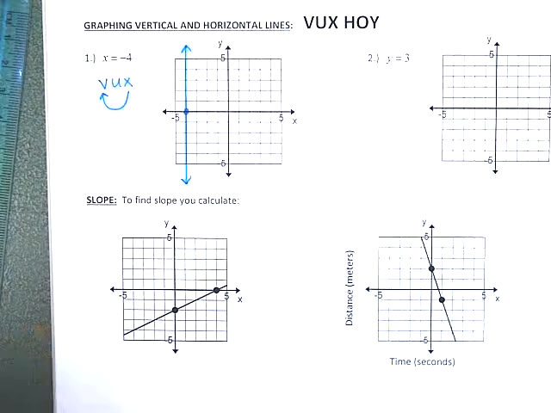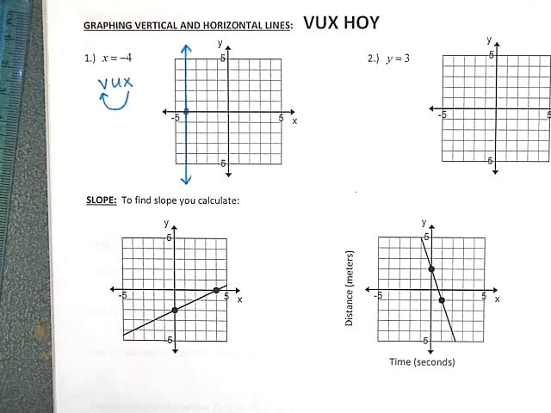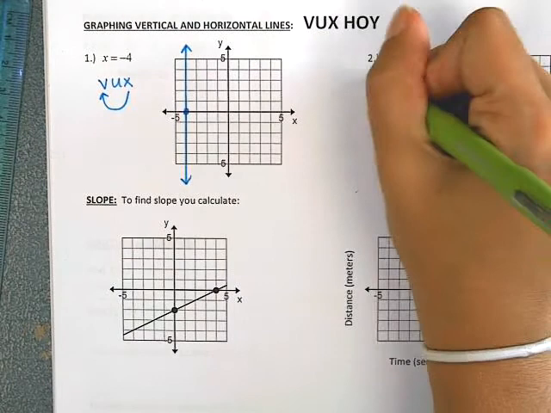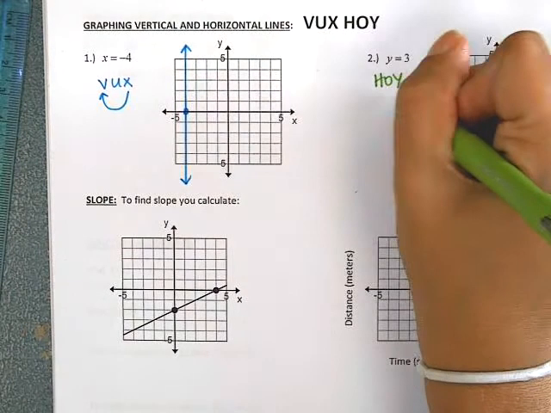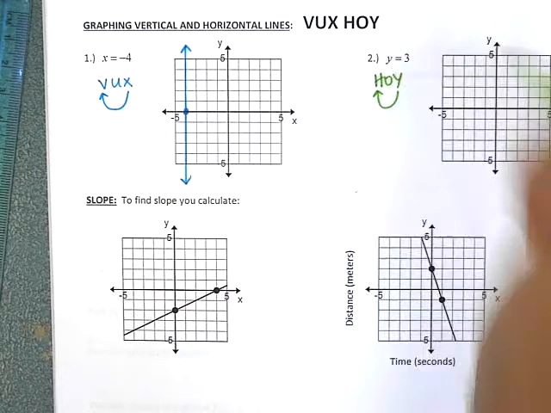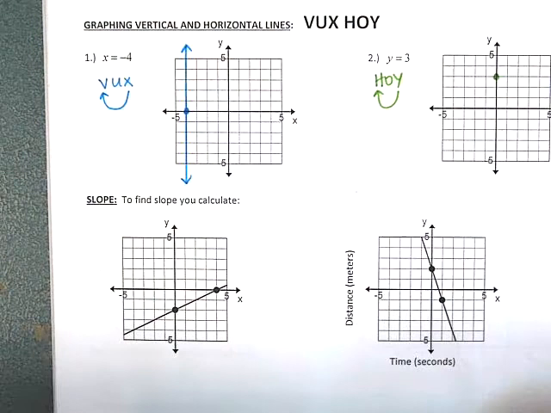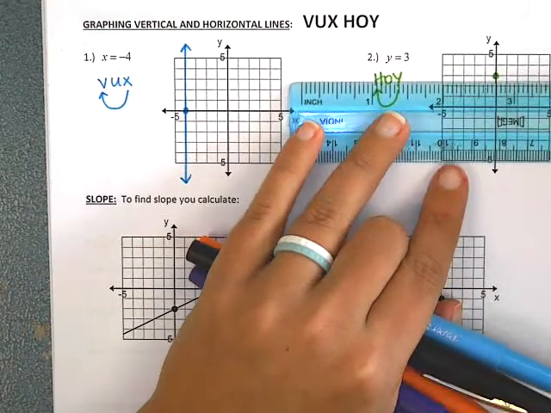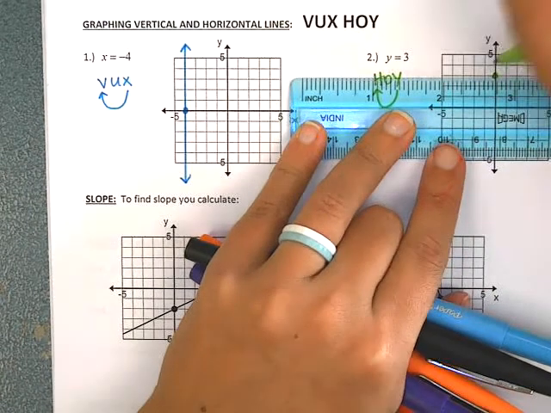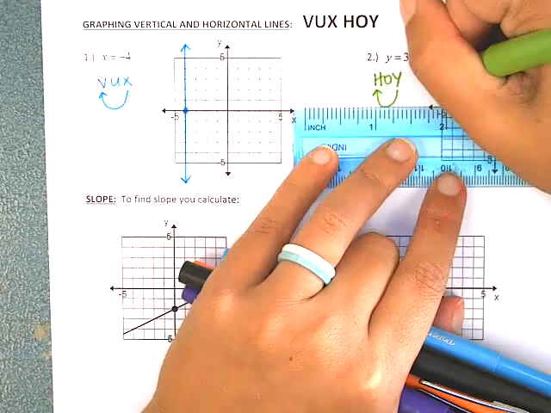So on the x-axis, I would put a point on the negative 4, and then I would draw my vertical line. For problem number 2, where it says y equals 3, I would think about hoi. So because there's a y, I would draw a horizontal line. On the y-axis, I would put a point on the 3, and draw a horizontal line through that point.